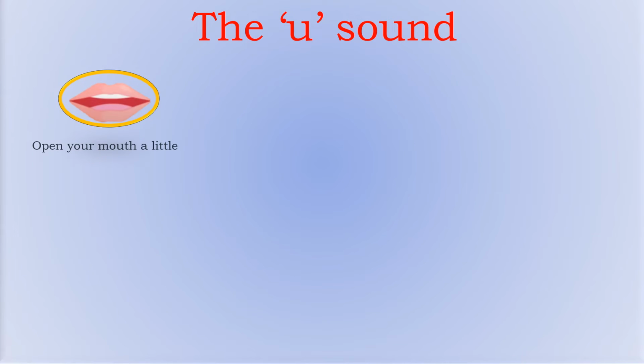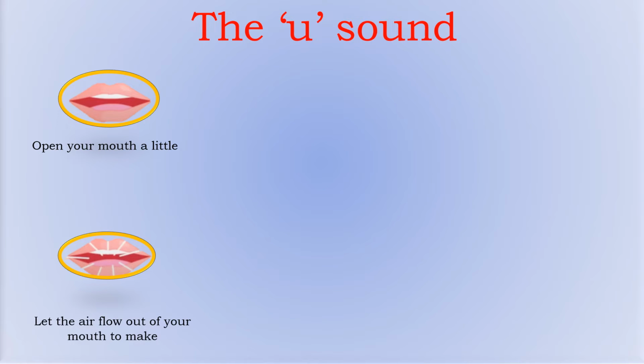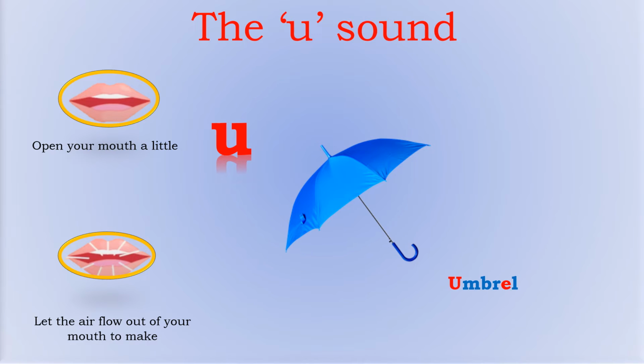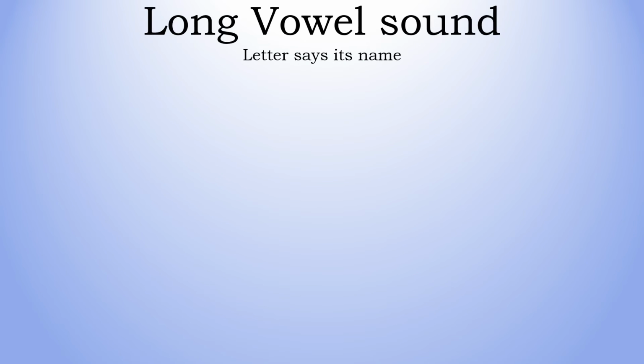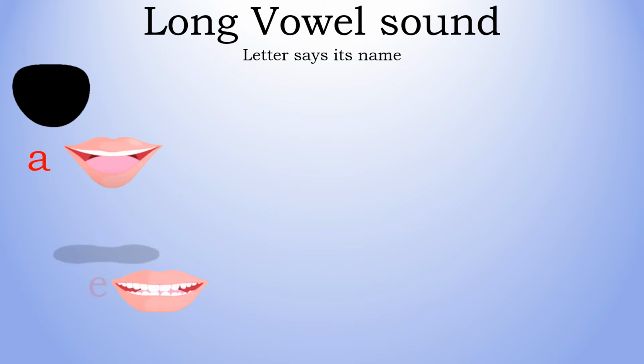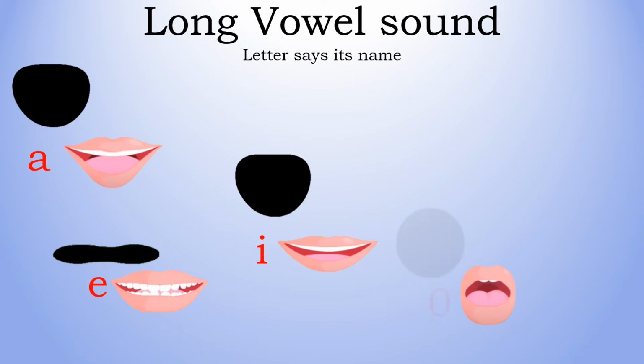The short U sound. You open your mouth a little. Let air flow out of your mouth to make U, umbrella. Long vowel says its name. A, E, I, O, U.